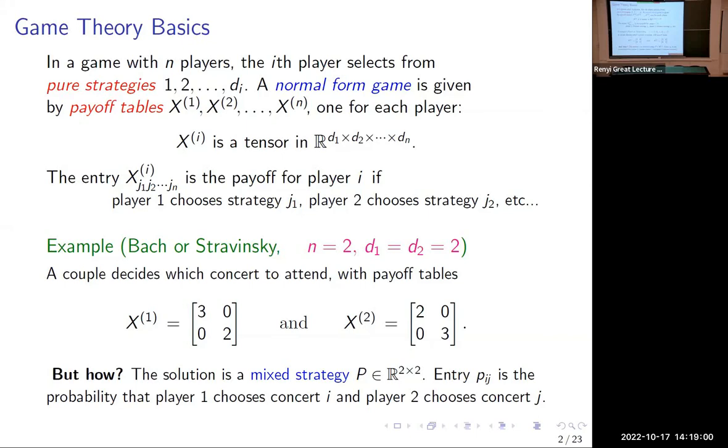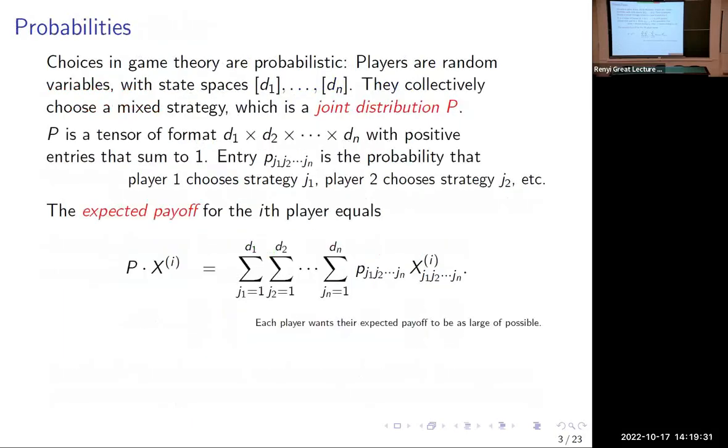Now, how will they make their choice? Well, the solution will be a mixed strategy. And a mixed strategy is a probability distribution, a non-negative real matrix, in this case a 2 by 2 matrix. And the entry p_ij is the probability that player 1 chooses concert i and player 2 chooses concert j. So this is a 2 by 2 non-negative matrix whose entries sum to 1. So this is the setup of a game.